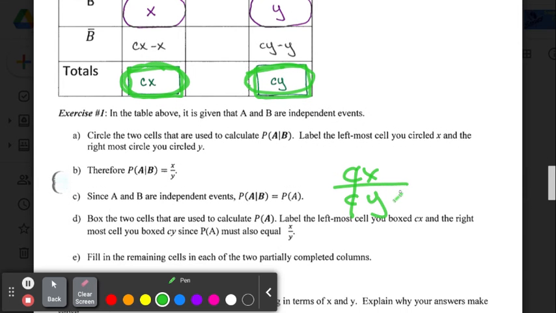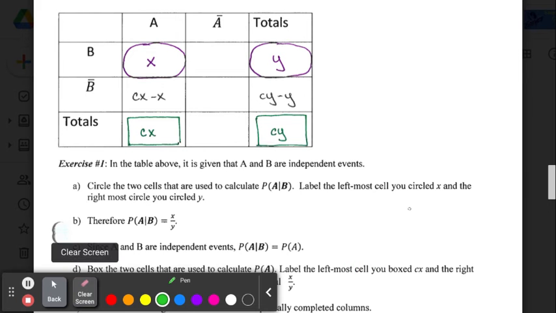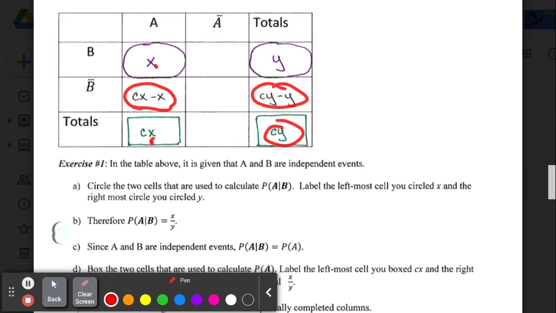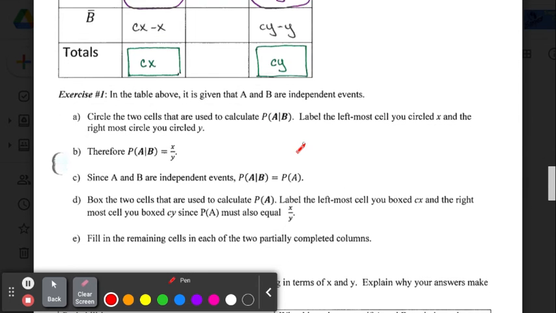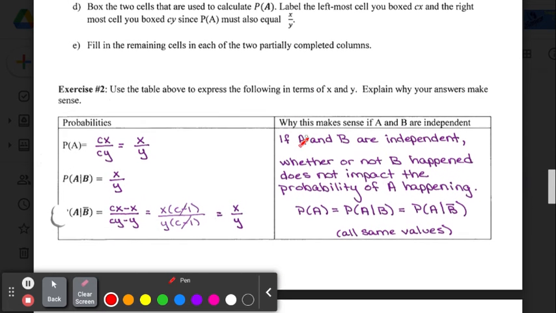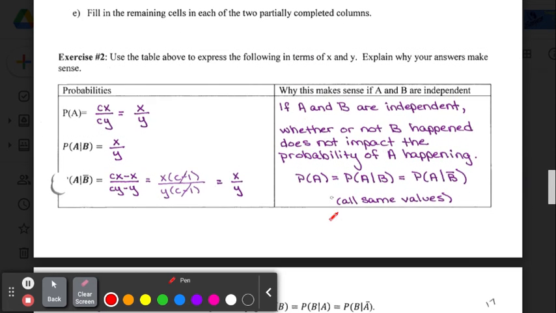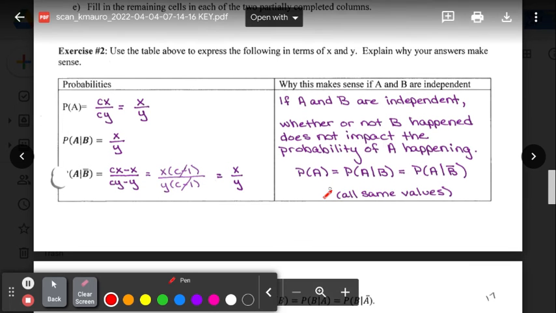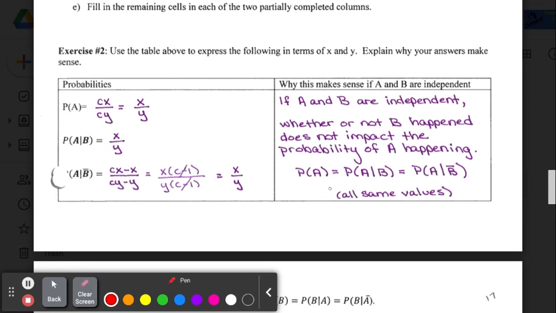Now fill in the remaining cells. So I did that. So C times X minus X, whatever that number is, would go there. And then Y plus this would give you CY. So we did that. Now it says use the table above to express the following in terms of X and Y. Explain why your answers make sense. Here's the gist of this. You can see my work on the left.